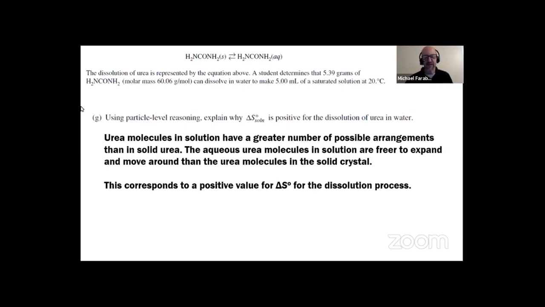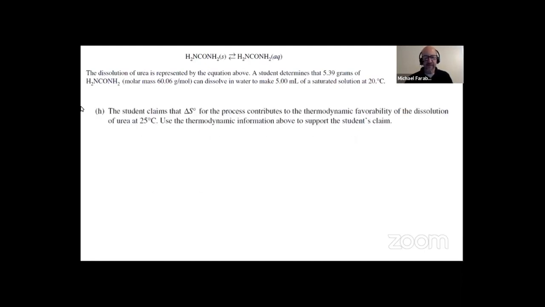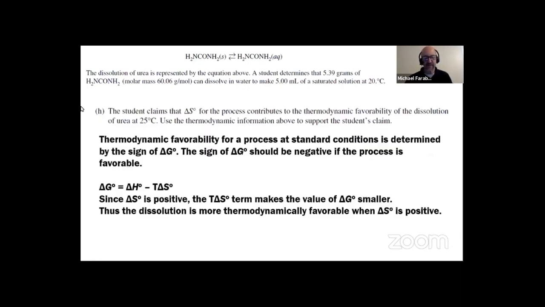So delta S is positive for the dissolution of urea. And the student claims that the delta S contributes to the favorability. We already know that this is an endothermic process. Okay, that was mentioned earlier in this question. I'm not sure if I talked about that, but anyway, it is an endothermic process, but we're talking about delta S specifically here. So a positive delta S will lead to a negative delta G. So when delta S is positive, yes, this does contribute to the favorability of the dissolution.